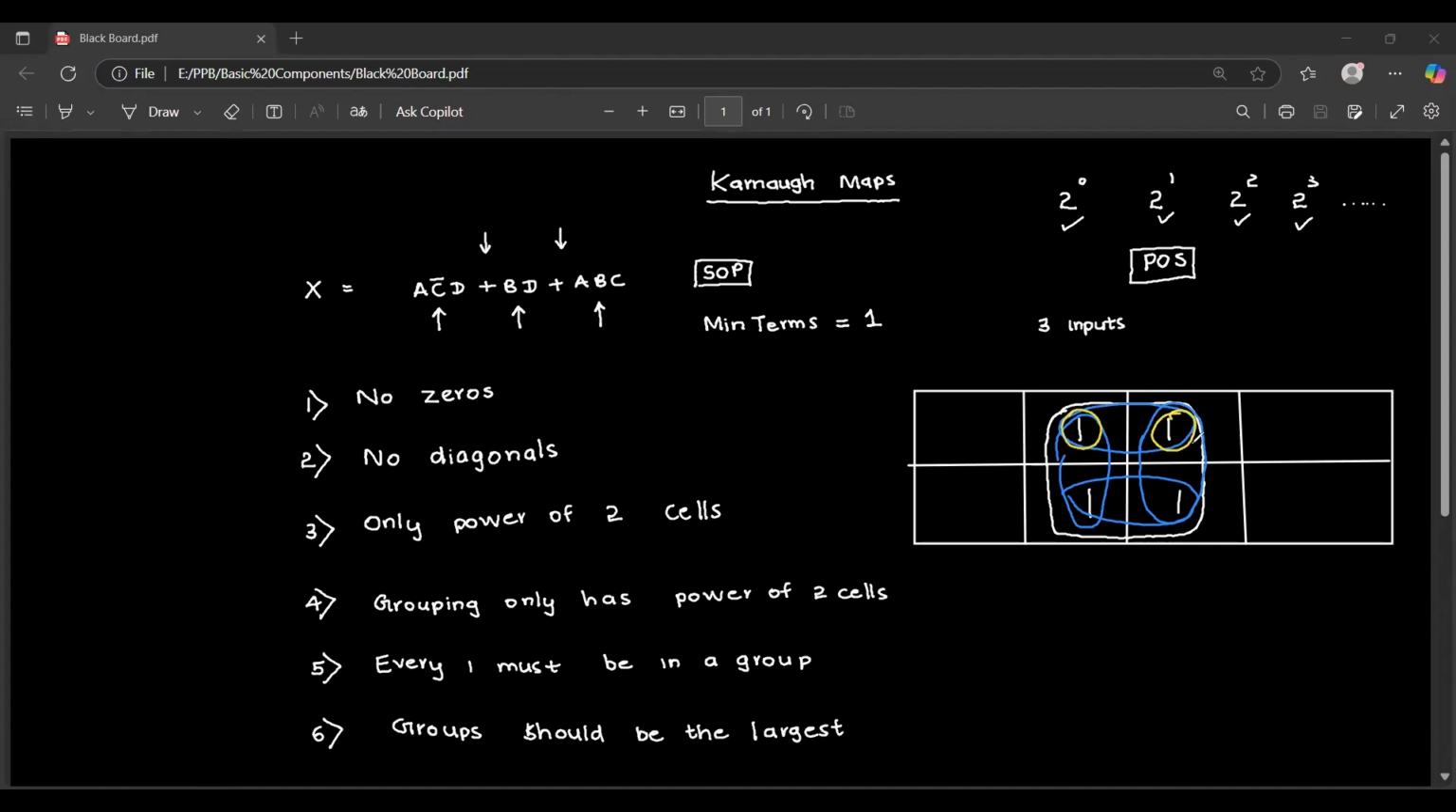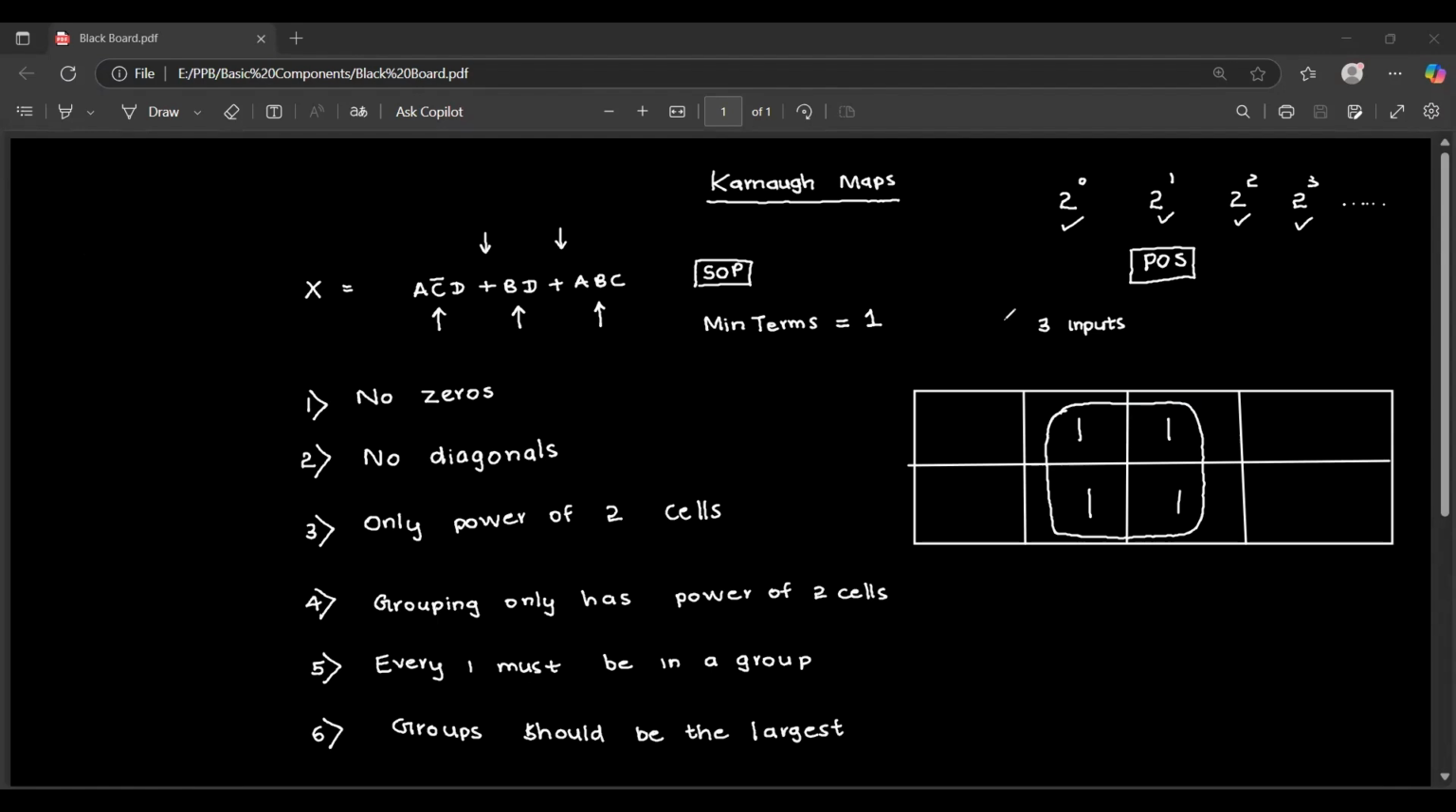Okay, groups of singles, that is also possible. But what do we need? The largest. Since we have 4 inputs here, we use all 4 inputs whether we like it or not. Okay, so that's the sixth rule.